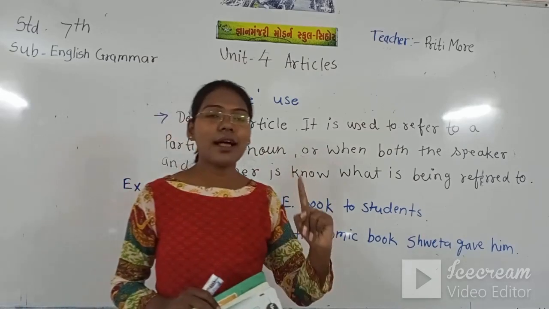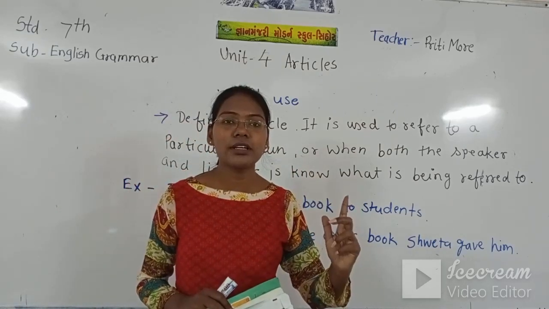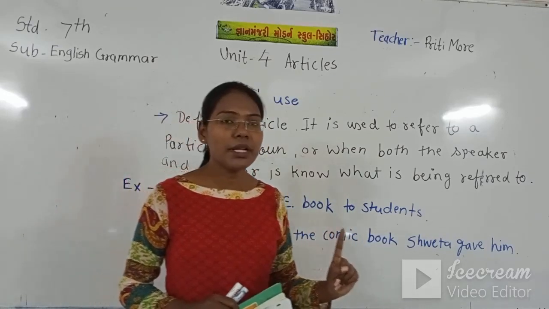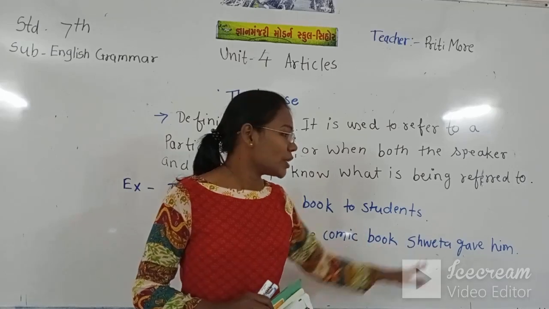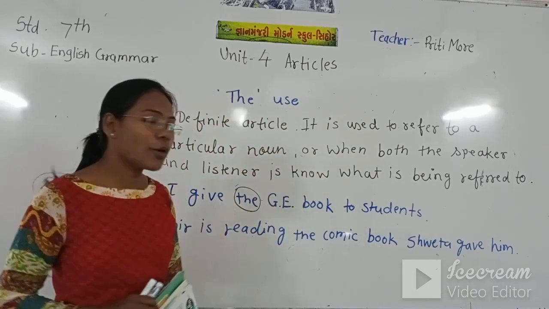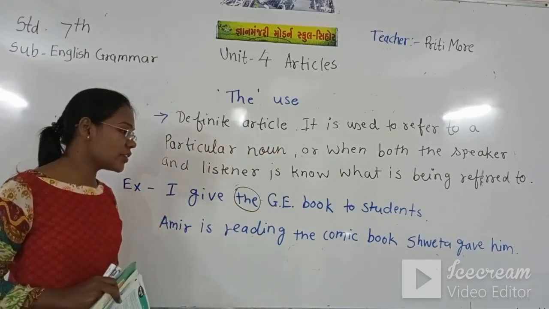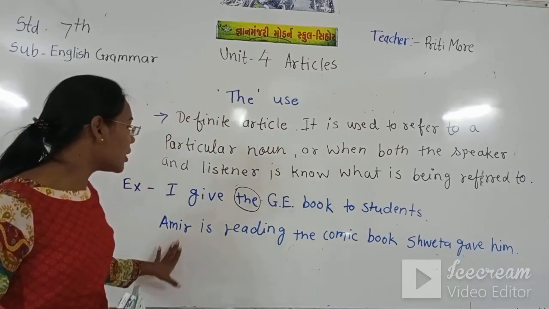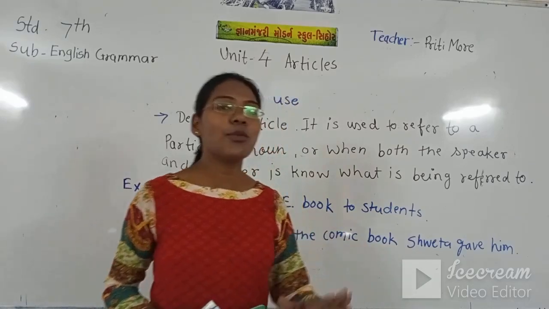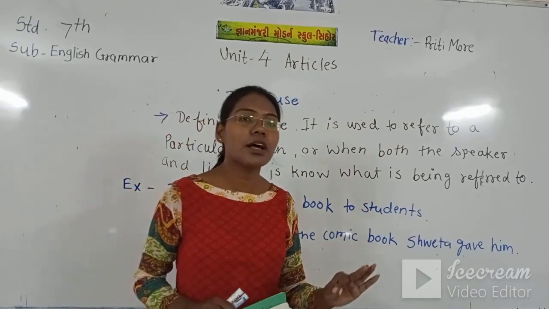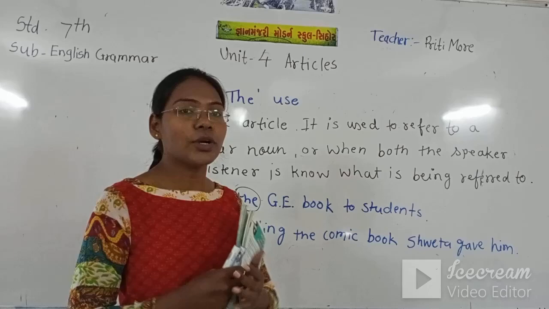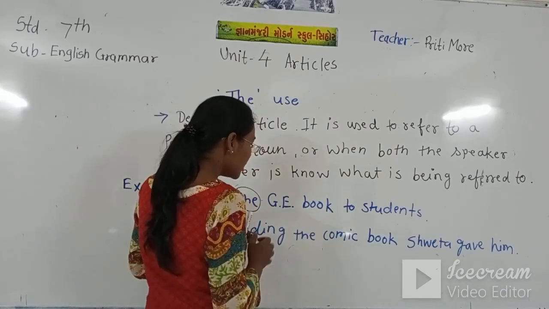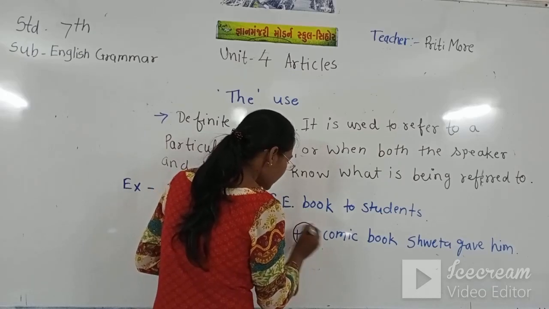That means Shweta and Amir, they both were familiar with that comic book. Shweta also knows this is the comic book which she read, and now Amir is also reading the comic book. So Amir and Shweta both are familiar with the comic book. That's why before comic book, we use the article the.